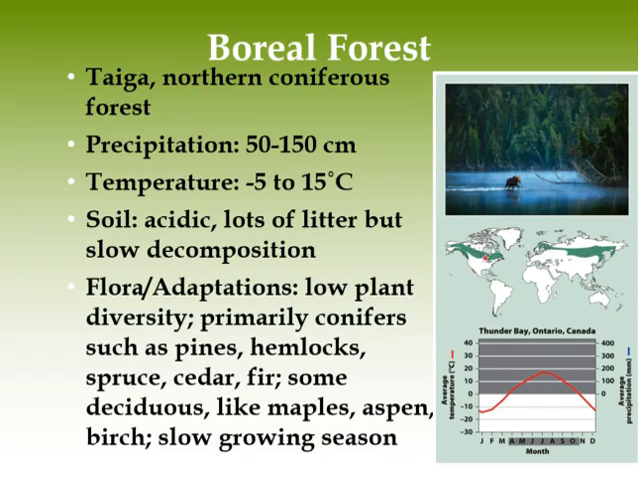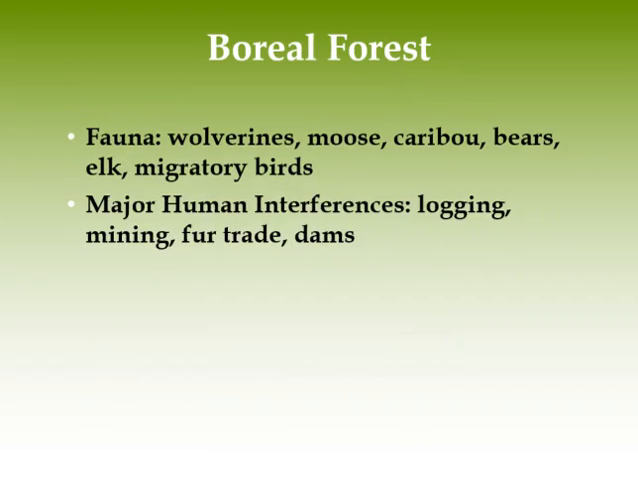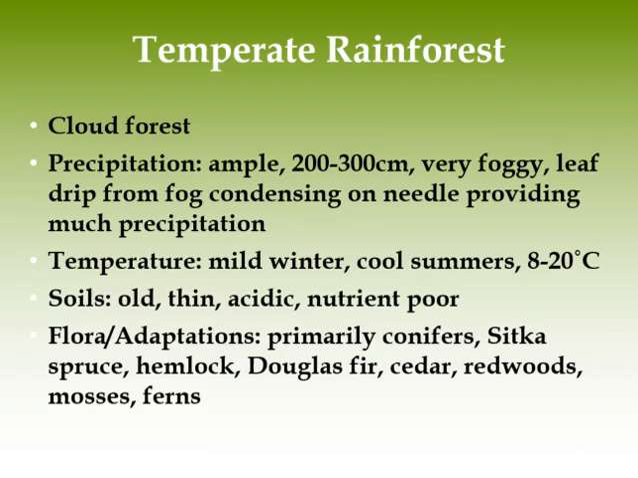Next is another polar biome called the boreal forest. It is also called the taiga, or northern coniferous forest. It is a cold biome that has more precipitation than the tundra. The soil is acidic due to pine needles. There is litter on the ground, but again, decomposition is slow due to cold temperatures. The vegetation is mostly conifers, which are pine trees. They are often smaller than usual due to the short growing season and cold temperatures. The boreal forest is often impacted by logging, mining, the fur trade, and the damming of rivers for electricity.